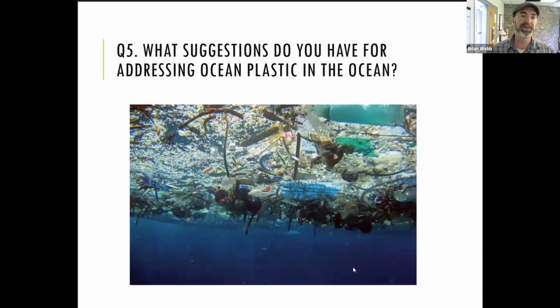Okay, here's another one I want you to think about. Let's think about ocean plastics. Most ocean plastics come from land-based sources: littering, urban runoff, improper waste disposal, illegal dumping, industrial activities that of course find their way into river systems and eventually into the ocean.